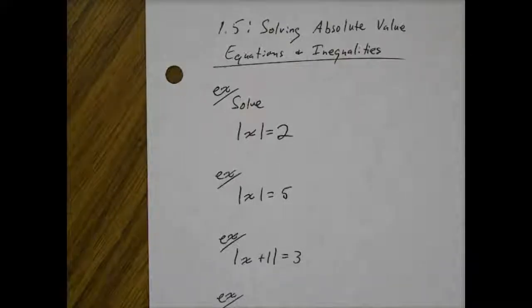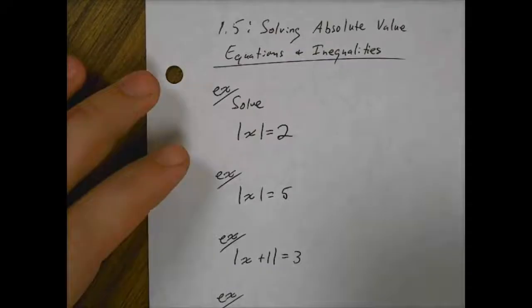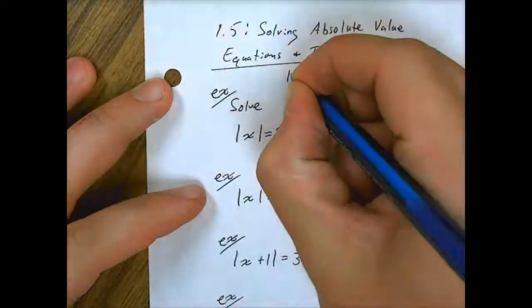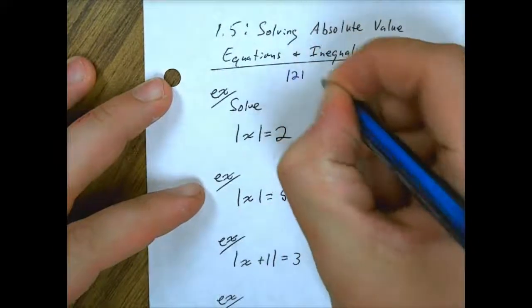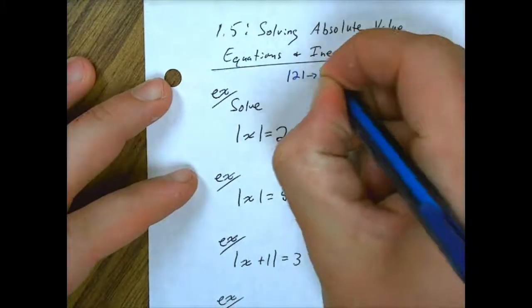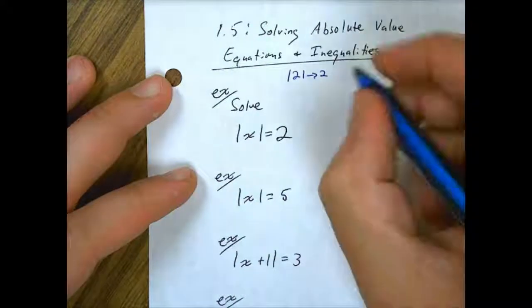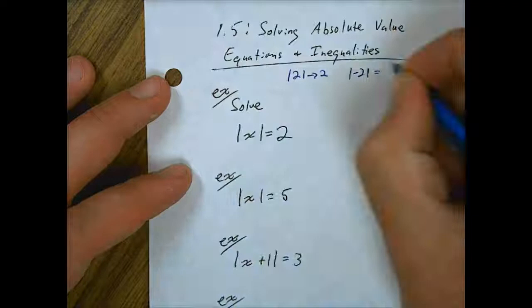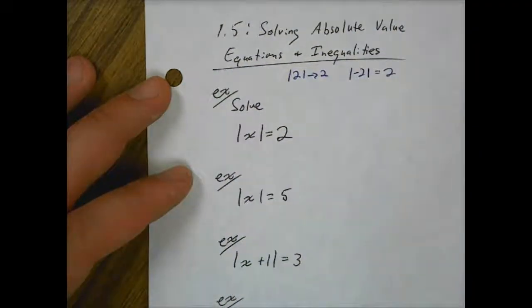In this video, I'm going to be talking about solving absolute value equations and inequalities. I'm going to go over equations real quick with you guys. So just remember for me that absolute value just means the distance from 0. Like the absolute value of 2 is 2 because it is 2 units away from 0. Likewise, the absolute value of negative 2 is also 2 because it is 2 units away from 0.